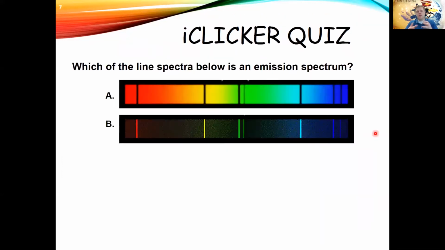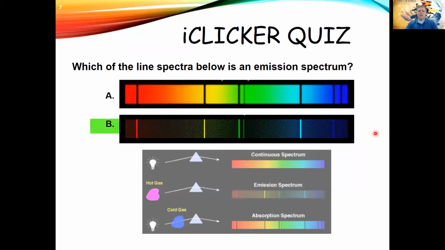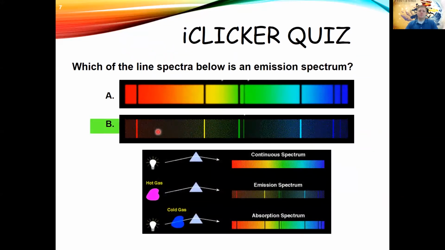Let's see how you're doing with that idea. Which of the line spectra below is an emission spectrum? Go ahead and pause the video right now and try and figure it out. All right, the answer is B. B is the emission spectrum because it's emitting these different wavelengths of light. And A, of course, is the absorption spectrum.